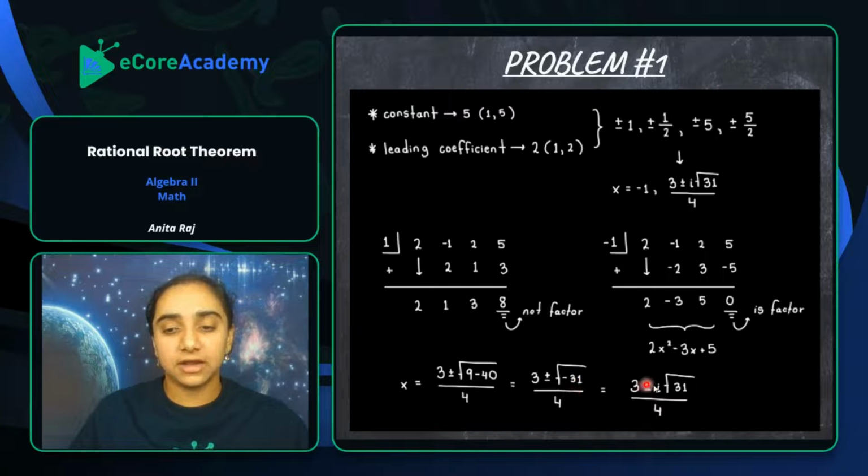And we can actually factor out a negative 1, where the square root of negative 1 is i. So we end up getting 3 plus or minus i root 31 over 4. So our answers are negative 1, and 3 plus or minus i root 31 over 4. You don't have to check the rest of these.